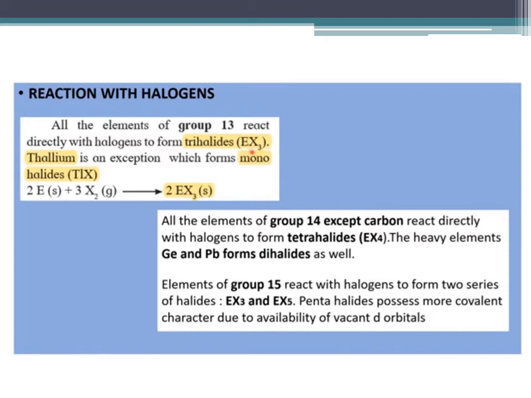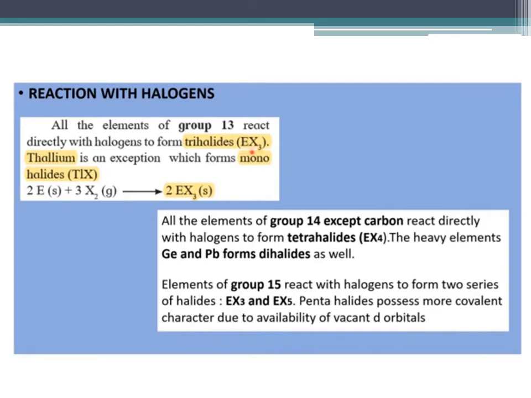Now what do we understand by the term trihalide? As we know, tri means 3. So 3 halogen atoms are bonded to a single atom. For example, we take boron. Boron reacts with any halogen to form boron trihalide. Or if aluminium reacts, it forms aluminium trihalide.